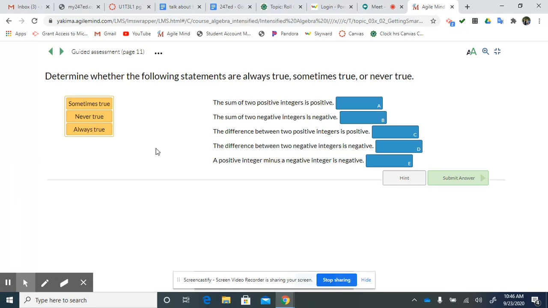All right, determine whether the following statements are always true, sometimes true, or never true. The sum of two positive integers is positive. So when we add two positive numbers together, are we always going to get a positive answer? Yes.